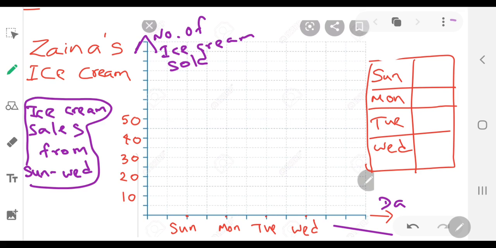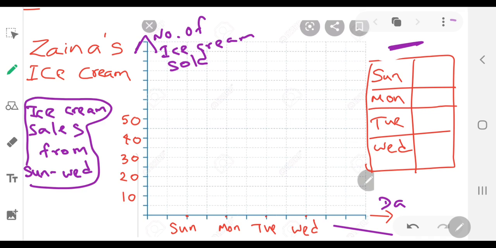So can I write it in a notebook? I sold 50 ice creams on Sunday, I sold 10 ice creams on Monday. Can I do that? Yes, I can. I can write it like a note. But reading all the notes will not give me an ability to easily monitor a trend, whether the sales are going up or whether the sales are going down. So can I write it in a table like you see on the right side?